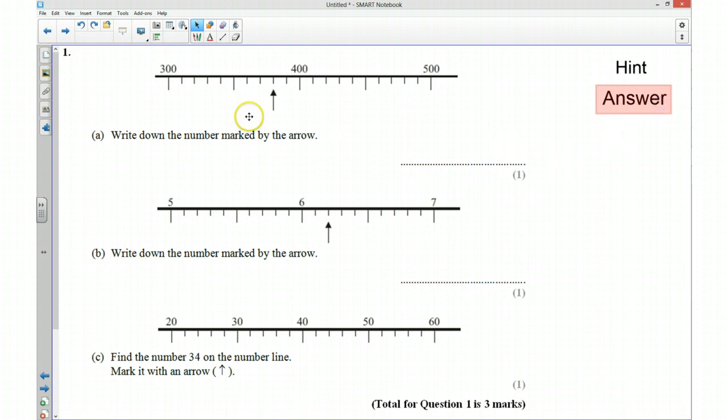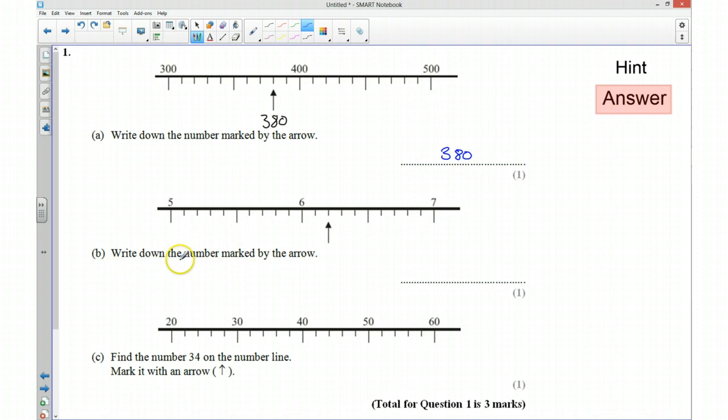Okay, so the answer to this question then, well, each of these gaps are worth 10. So that here is going to be 310, 320, 330. So when we get to here, this is 350, 360, 370, and that there is going to be 380. So over here I can write my answer, which is going to be 380.